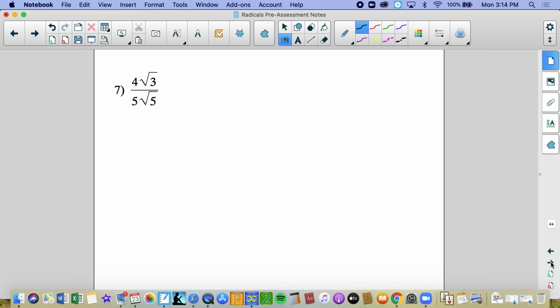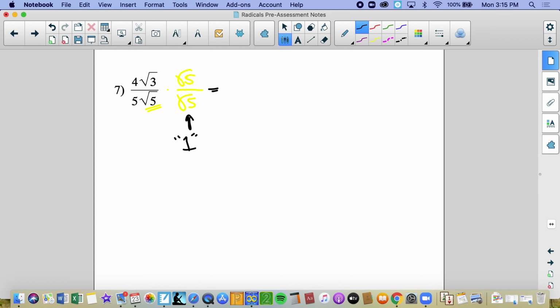All right, now we move to division, and I need to rationalize. I can't have a radical in the denominator, so I need to get rid of it. What's going to get rid of a rad 5 is a rad 5. And whatever I multiply the denominator by, I need to multiply the numerator by in order to keep it as an equivalent value. This always has to be a value of 1.